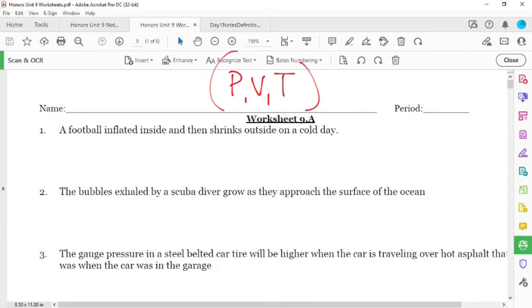And then we're going to be saying whether those are increasing or decreasing. But it's not necessarily going to spell it out for us, so it's part of that context clues, reading comprehension skills, to really dig into understanding what's happening and kind of pulling out the gas laws that are happening here. So in number 1, it says that a football inflated inside then shrinks outside on a cold day.